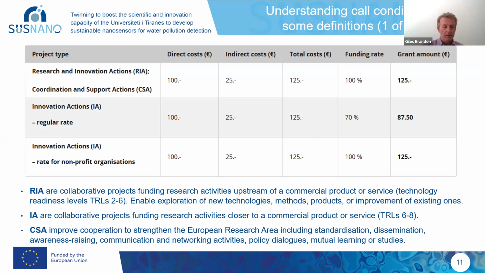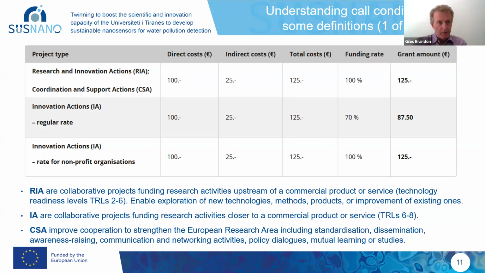On the other hand, the row at the bottom, the rate for non-profit organizations, is exactly as it says, for non-profit. So it'll be for public bodies, it could be for universities, it could be for public research organizations, it could be for some sort of not-for-profit NGO. They all qualify for this other rate.